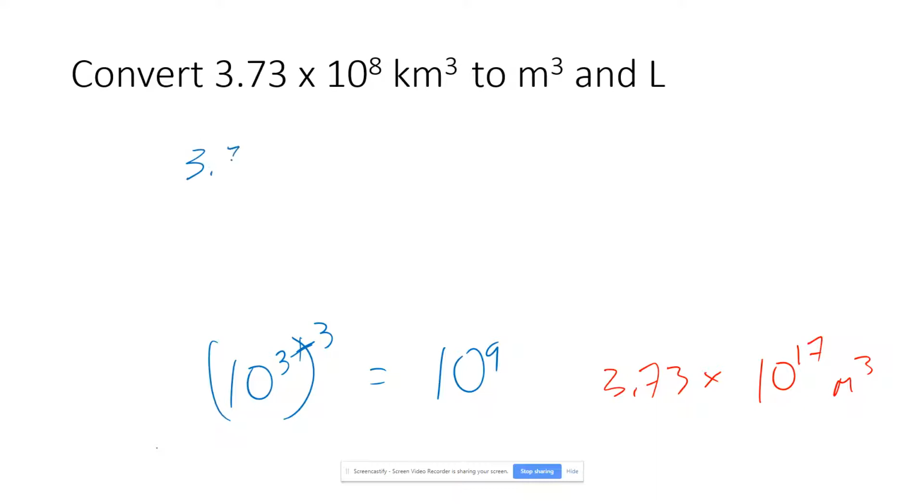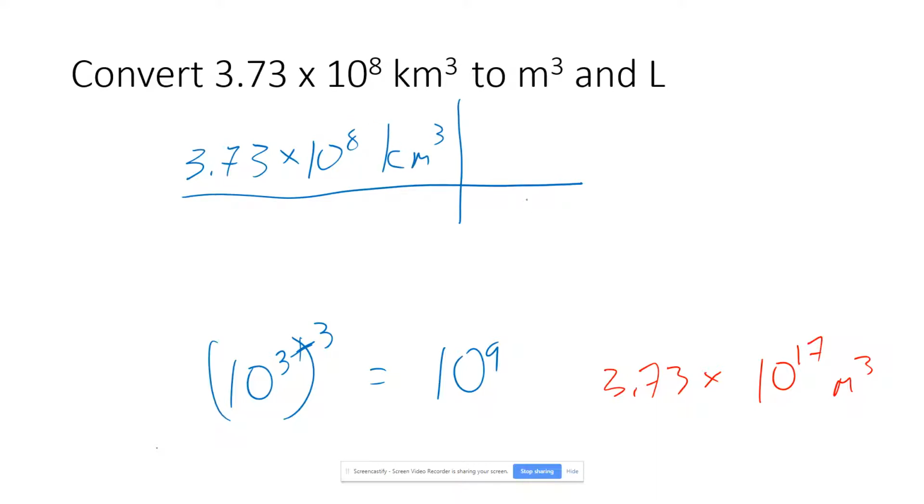So 3.73 times 10 to the 8th kilometers cubed. We got to go from kilometers to actually meters, I guess, is the easiest thing to do. So let's go to meters, and we just said there's 10 to the third meters in 1 kilometer, but now we need to, oh, I just did, that was stupid. But anyway, all right. Then we need to hold that to the third power because that's kilometers cubed. So then we get this number. So now we're here. 3.73 times 10 to the 17th meters cubed.